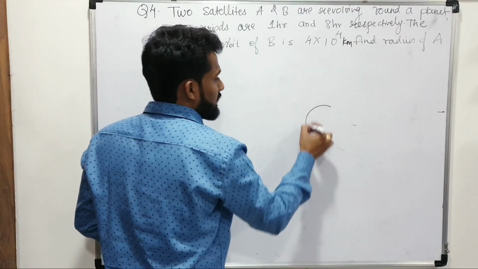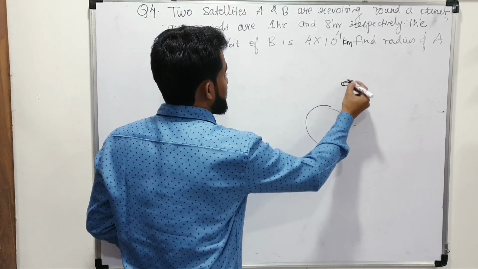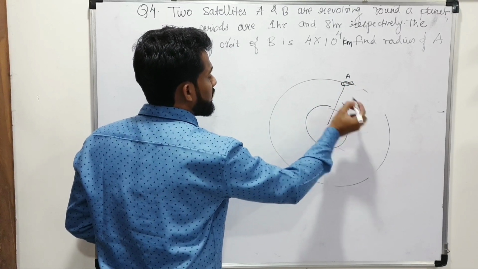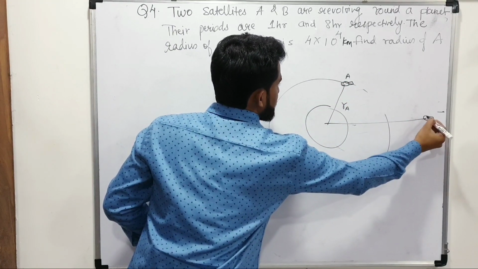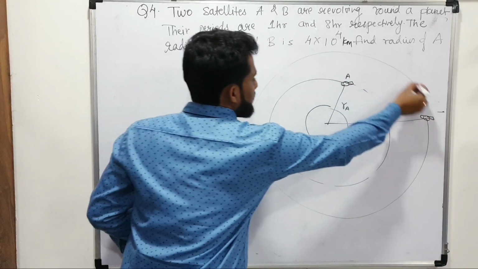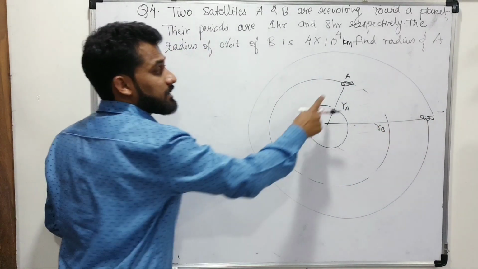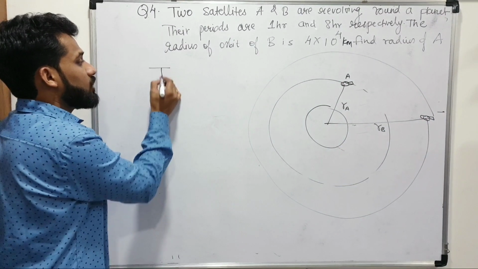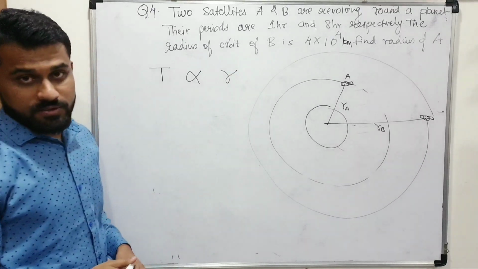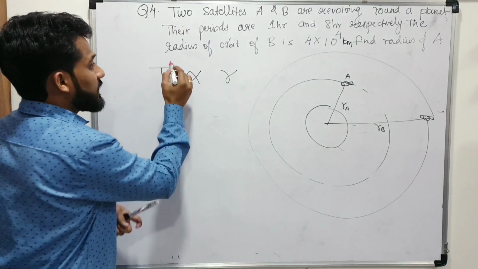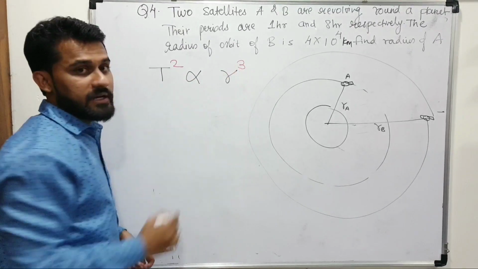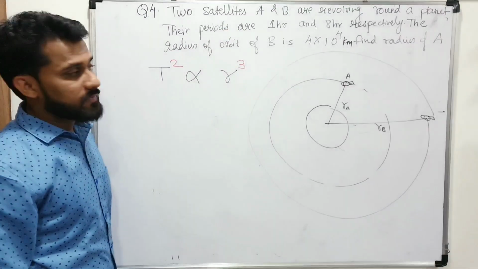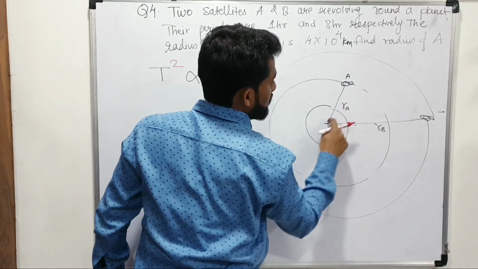Now we know that if the satellite A is revolving in this orbit such that its radius is RA and satellite B is revolving around the planet with radius RB, then their periods, that is the time taken to complete one revolution, is dependent on the radius and it is given by Kepler's laws. The third law states that the square of time periods is proportional to the cube of the radius of the orbits. So this question is based on Kepler's third law, and the question is what will be the radius of orbit of the planet A.